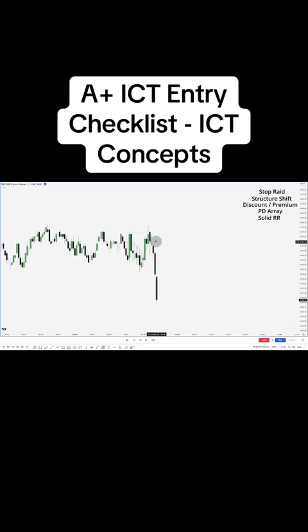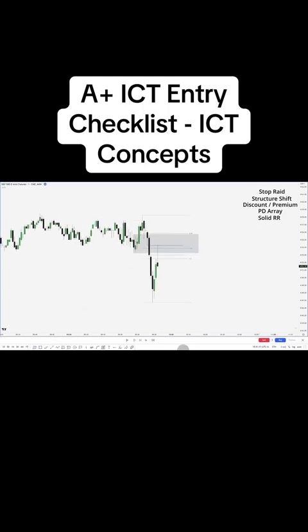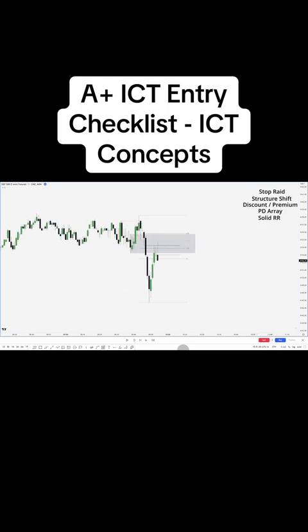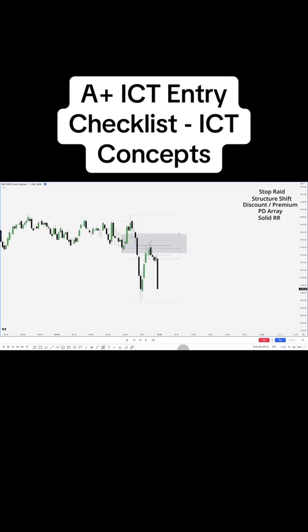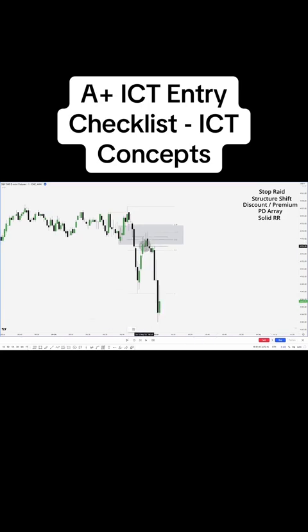What am I looking for now? I'm looking for a PD array in an OTE or in a premium. Whenever this low is put in, if that is our low, I'm going to mark out the fib. And what do I have in this area right here? Well, I have a breaker block and a fair value gap. So letting this play out, price reaches up, fills that fair value gap, reaches up into an OTE before continuing lower. And my risk would look something like this.